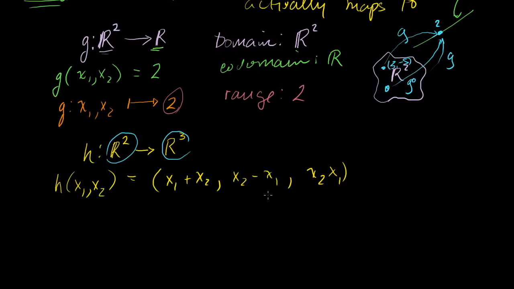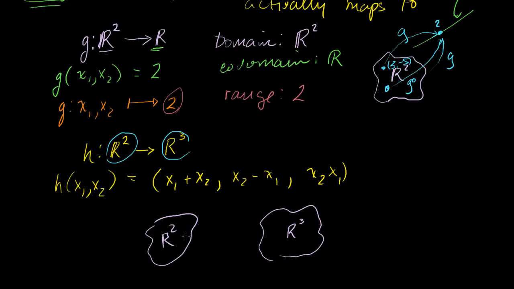Can I always associate every point? Maybe this wasn't the best example because it's not simple enough, but can every point in R3, so this is my codomain, my domain was R2, and my function goes from R2 to R3, so that's h. And so my range, as you could see, it's not like every coordinate you can express in this way. Let me give you an example.